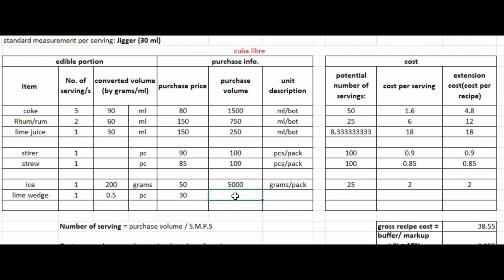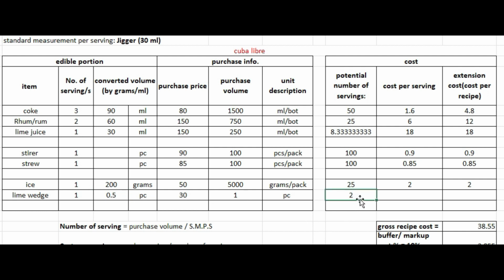So for our fresh lime wedge, we will be needing only half of every one piece of a fresh lime fruit with a highest possible price of 30 pesos. Before we proceed with our potential number of servings, if you observe, unlike with our stir and straw, in which our 100 pieces of stir and straw was divided with the number of serving, in this case, for our lime wedge, we are going to divide our purchase volume with our converted volume, in which in this scenario we have only half slice of the whole fruit of the lime.